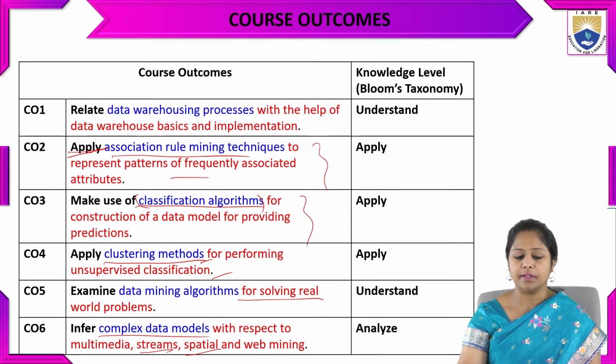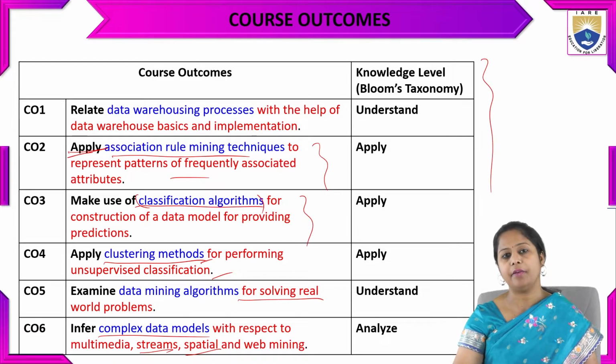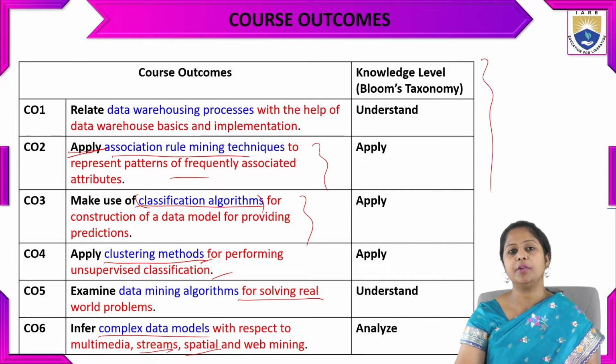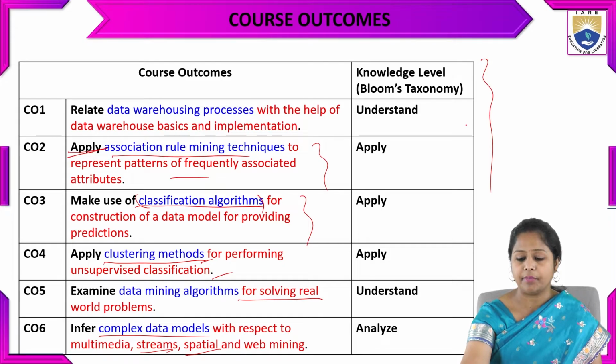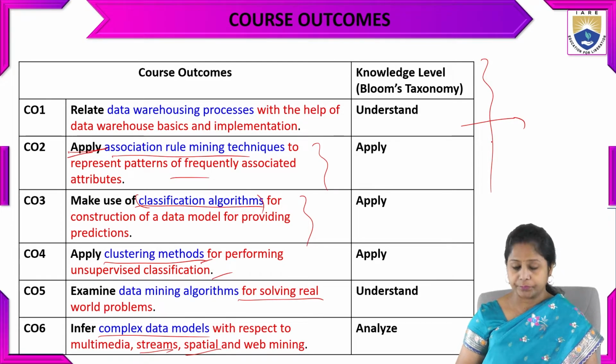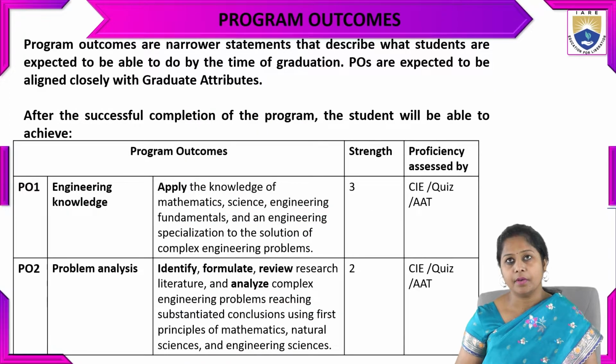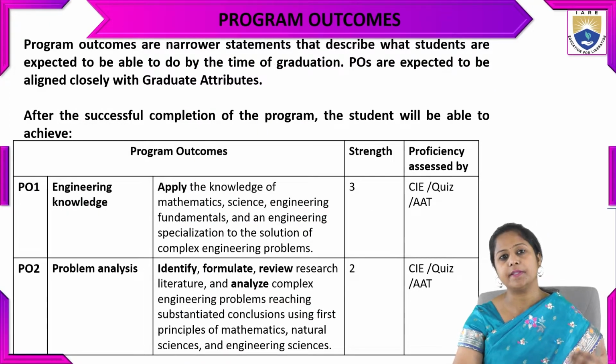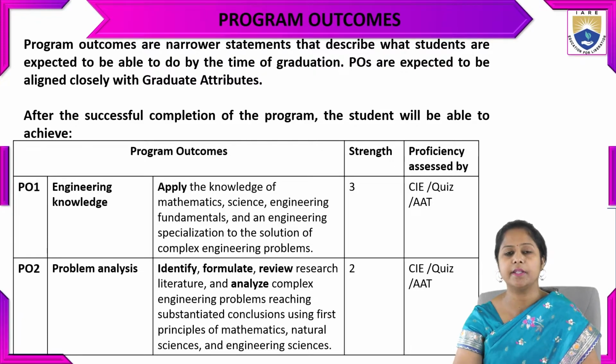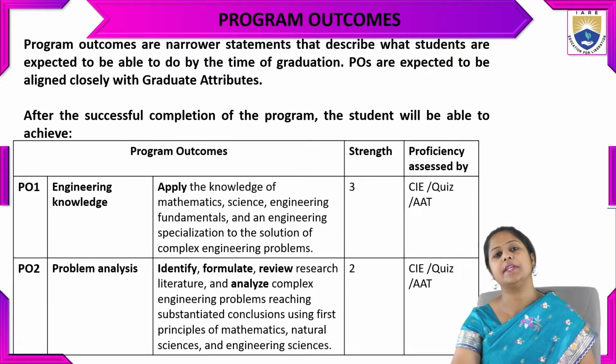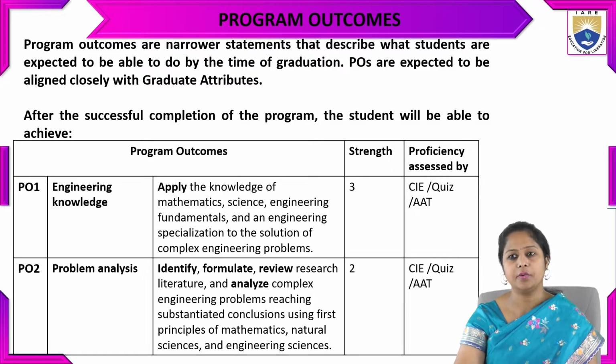So these were the 6 COs we have formulated for the student who is going to take this subject, data warehousing and data mining, in the BTech IT, in the 6th semester. So he is going to achieve these course outcomes after the completion of this course. When he successfully completes that course, he'll be able to achieve these 6 COs.